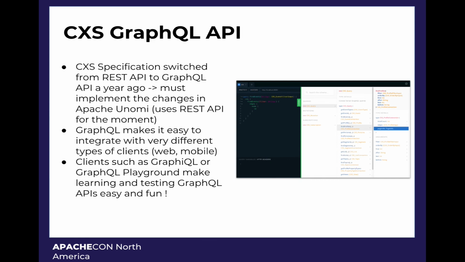Now on the CXS, well, I need to say CDP now, specification. Actually, what happened is that about a year ago, the standard was changed from a REST API to a GraphQL API. When Unomi was started, it was based on the standard that was in REST. And what we're currently doing is building a second API implementation with GraphQL. So the REST API one will stay, but the GraphQL one will be also there.